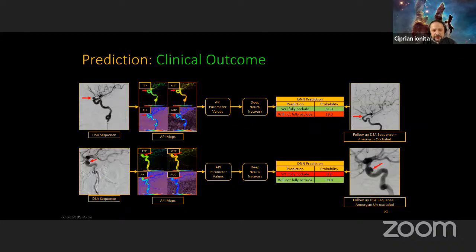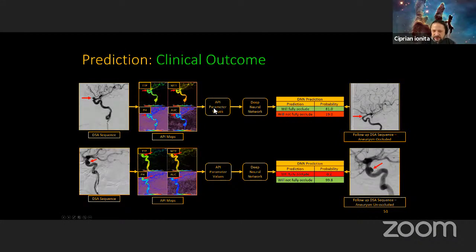So the way we are doing it is we are taking these parameters before and after the treatment. We always do a baseline comparison. And then we are looking at these 4 maps: time to peak, mean transit time, peak height, and area under the curve. We have done this over a few hundred cases to train our networks.